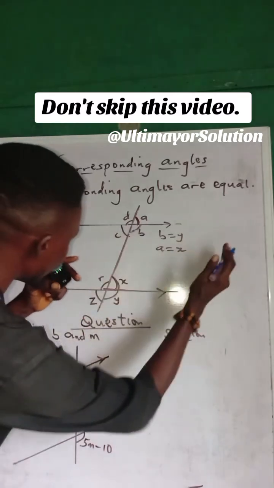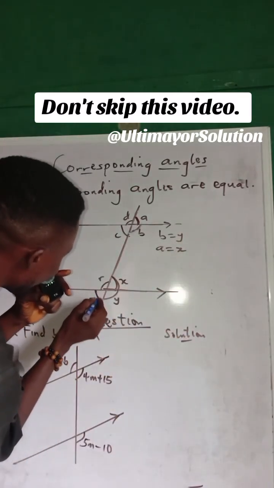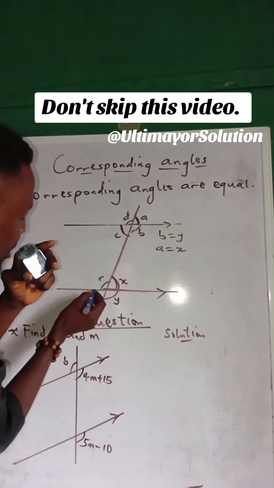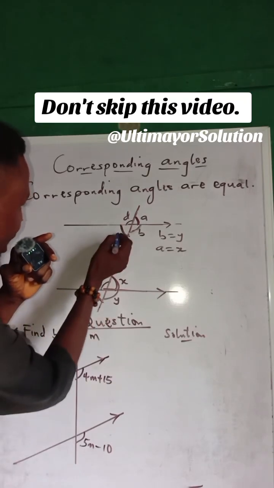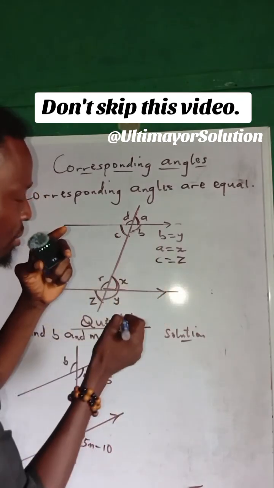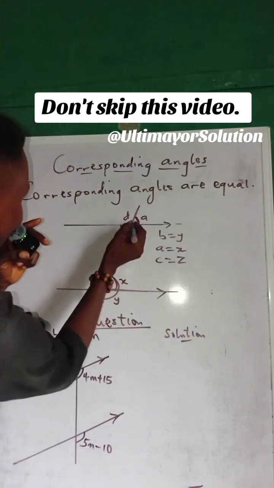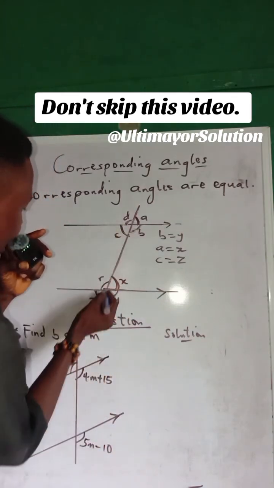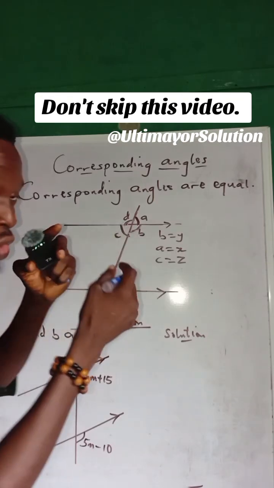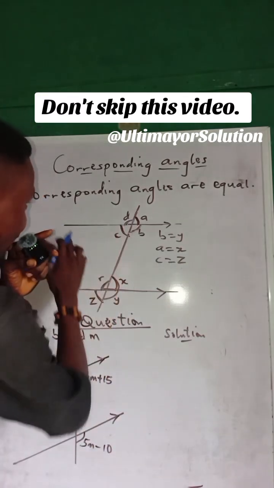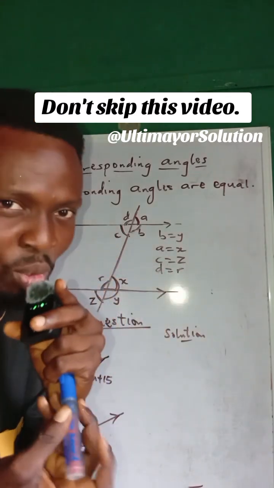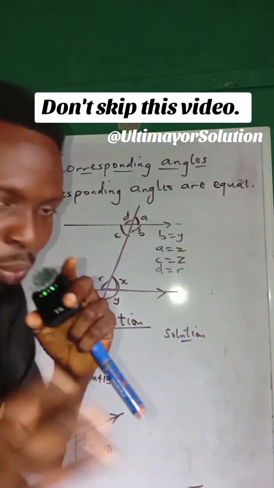Now, we are done with this part. This part also, Z and C. You can see that Z and C are under this horizontal line here. So Z and C are equal. So C is equal to Z. That is also corresponding angle. Now, the angle that is here and the angle that is on top of this line also, this one and this one, are on top of this horizontal line. That means D is equal to R. So that is corresponding angle. So I just explained corresponding angles.